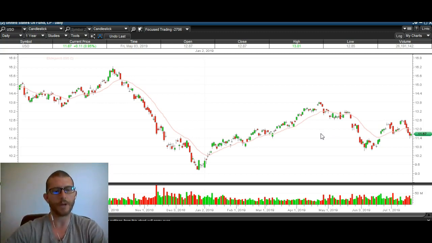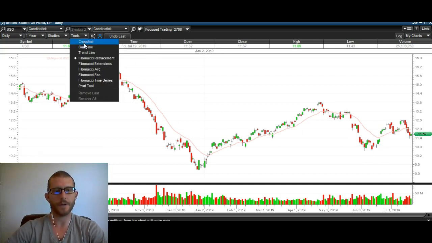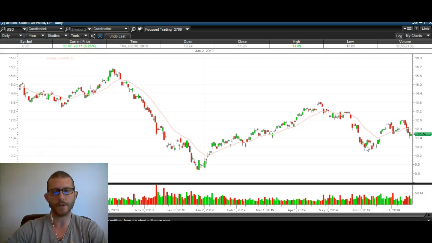So we've got oil here. We called for the bounce against this level, and I'm not just bragging, this is relevant to what's going on right now. So a couple of reasons why we called for that bounce against that level.